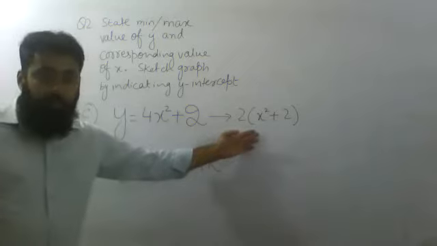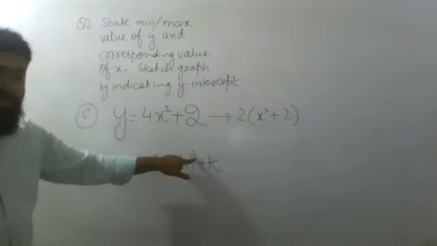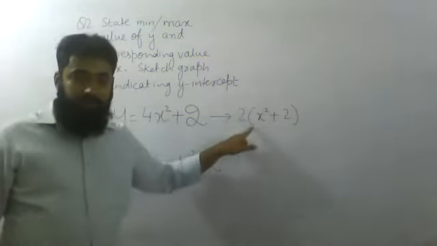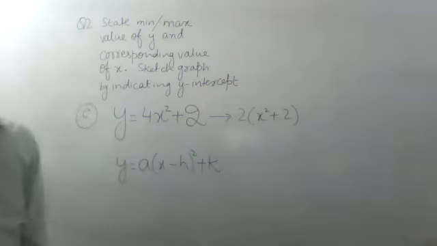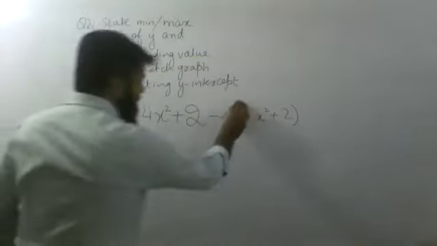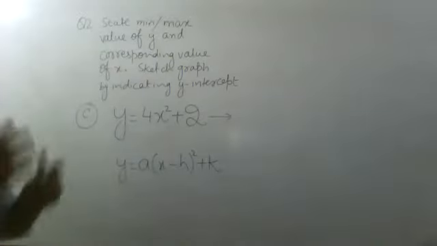This will not work for me either. Why? Because the whole bracket should have a square. Over here there is no square. The square is on x, but there is no square over the whole bracket. Then what should I do? I can't use the common part either.